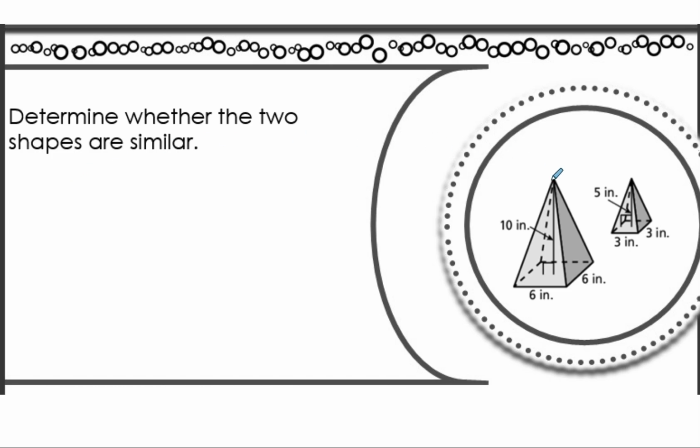So for my larger pyramid, I'm going to do 10 over 6. It doesn't really matter which one goes on the top as long as you're consistent for the two shapes. So I just put the one I visually saw first. On this one, it was the height first over the edge of the base. And then I'm comparing to here 5 over 3. Okay, so let's see, 10 divided by 2 is 5, and 6 divided by 2 equals 3. So this one's going to be yes.